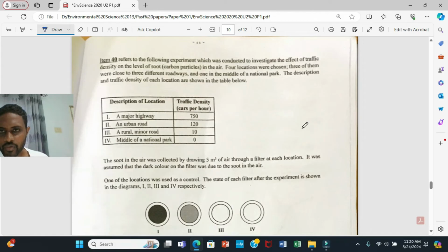Question 40 refers to the following experiment, which was conducted to investigate the effect of traffic density on the level of soot, carbon particles in the air. 4 locations were chosen. 3 of them were close to 3 different roadways and 1 was in the middle of a national park. The description and traffic density of each location are shown in the table below.